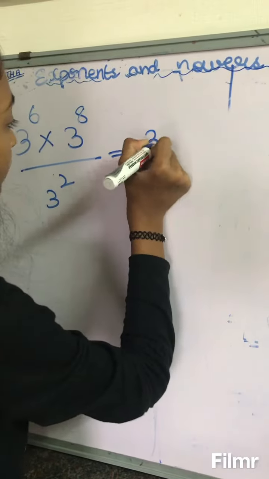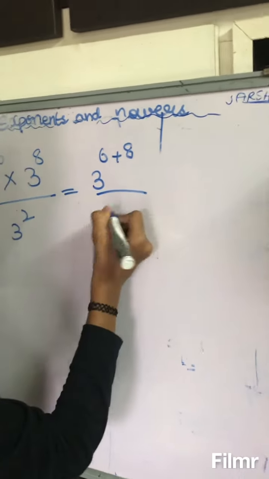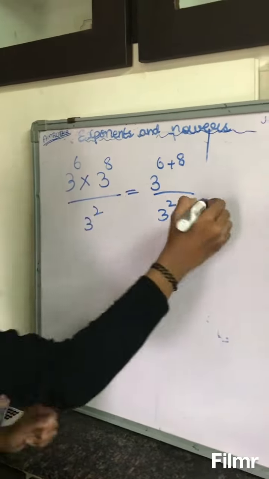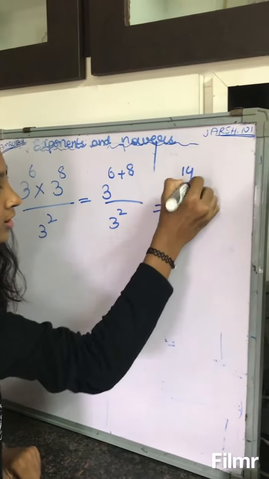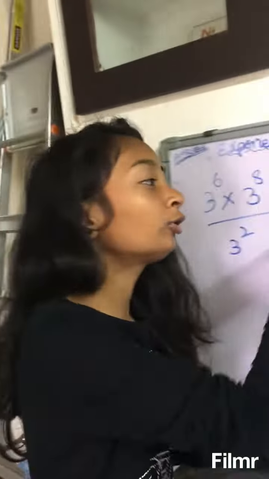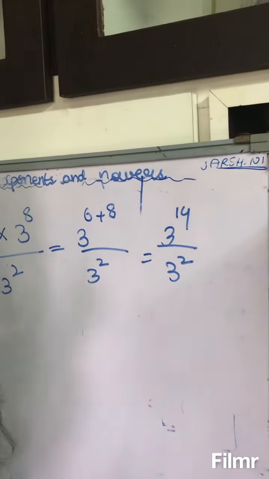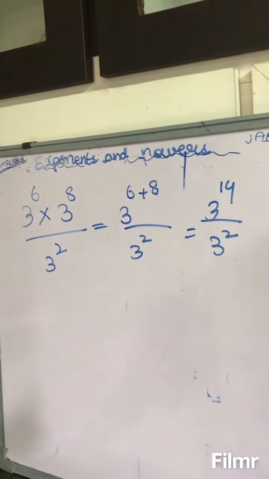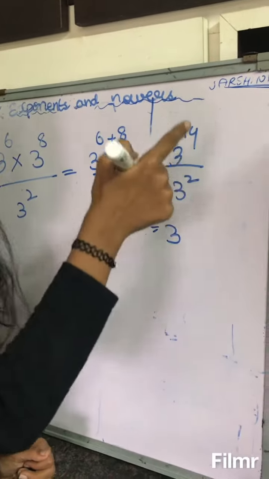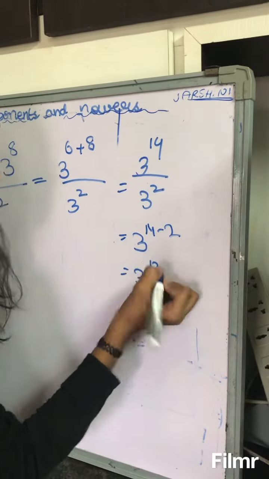That is equal to 3 to the power of 6 plus 8 divided by 3 square. So here 6 plus 8 is equal to 14. 3 to the power of 14 divided by 3 square. We learned a formula that a to the power of m divided by a to the power of n is equal to a to the power of m minus n. So here we'll apply the formula: 3 to the power of 14 minus 2, that is equal to 3 to the power of 12.